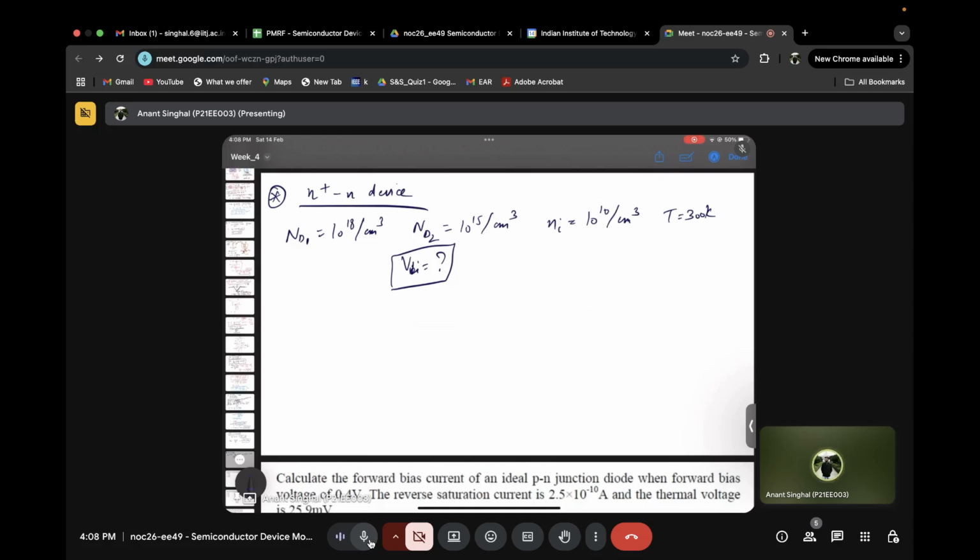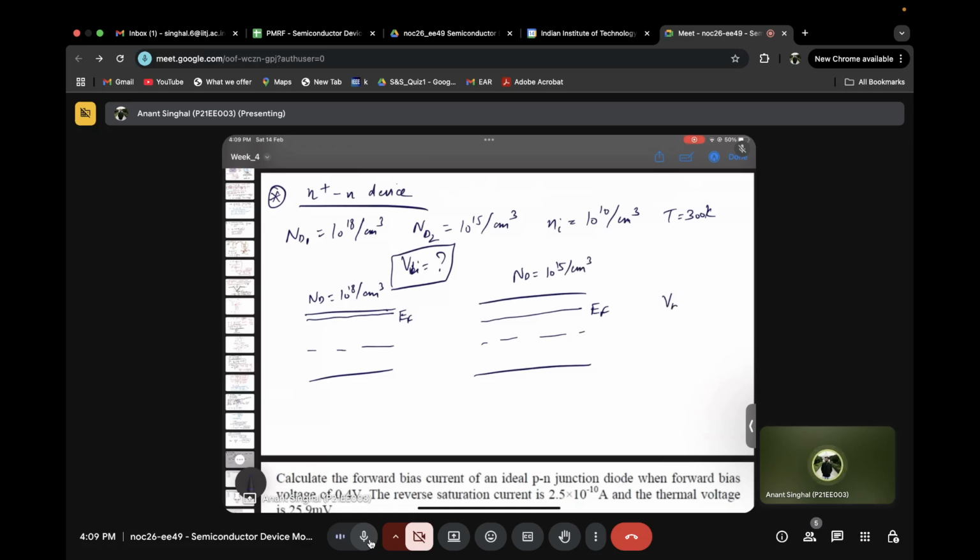Okay, so let's make the band diagram. One is N plus, having an EF, with an ND of 10 to the 18 per centimeter cube. And then I have taken one more device, with EF here only, and this has an ND of 10 to the 15 per centimeter cube. What I want you to find is VBI. For the PN junction, if you remember, it was kT ln NA ND by ni square. But there is no NA in this device because both are N type. So you need to derive the formula and then give me the value of VBI.